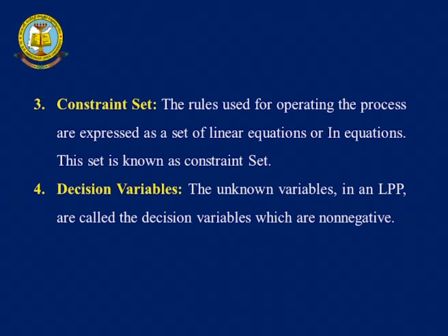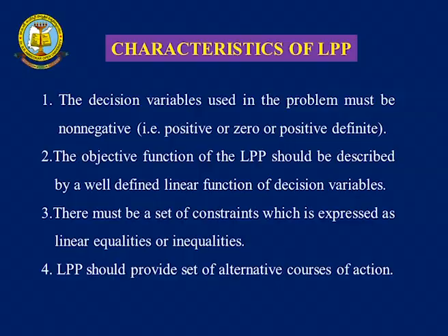And decision variables. Whatever unknown variables we take in the given LPP, all those unknown variables are known as decision variables, and these decision variables are always non-negative. And coming to the characteristics of the linear programming problem. The decision variables used in the problem must be non-negative, that is, they should be either positive or zero, but they cannot be negative.